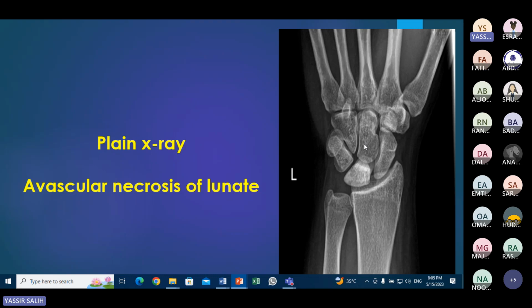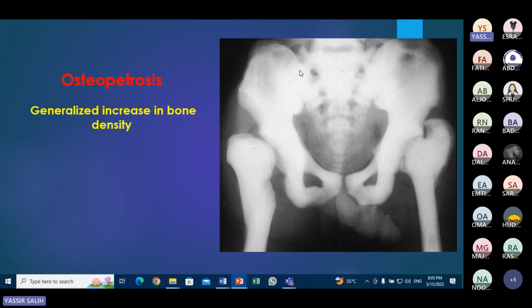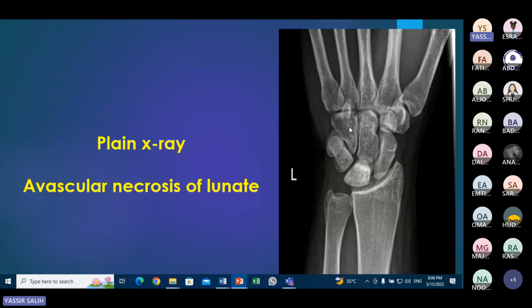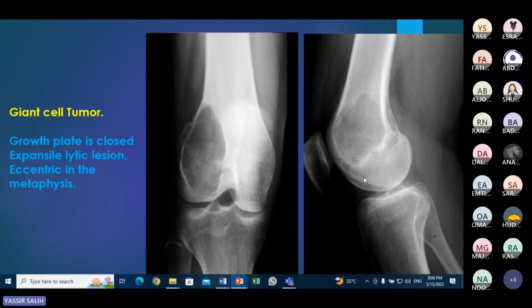If you remember, we took the lytic lesion, a focal decrease in bone density. But this is sclerosis, or more opacity, sclerotic or more opaque. Generalized increase in bone density is whatever is very white, but here the increase is compared to the others. So this is avascular necrosis of these bones, the lunate.